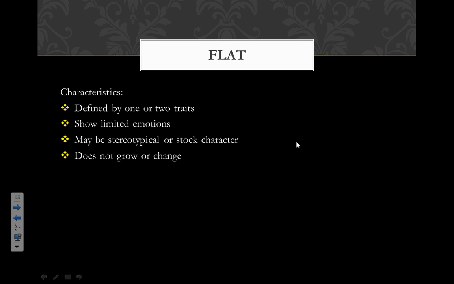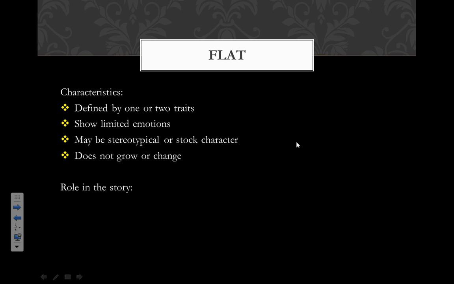Or sometimes they're stock characters, and when I say stock characters, like, here's the best friend. This person functions as a best friend. They don't have really any independent thoughts or emotions, but they serve the purpose of a best friend. And flat characters don't grow or change.